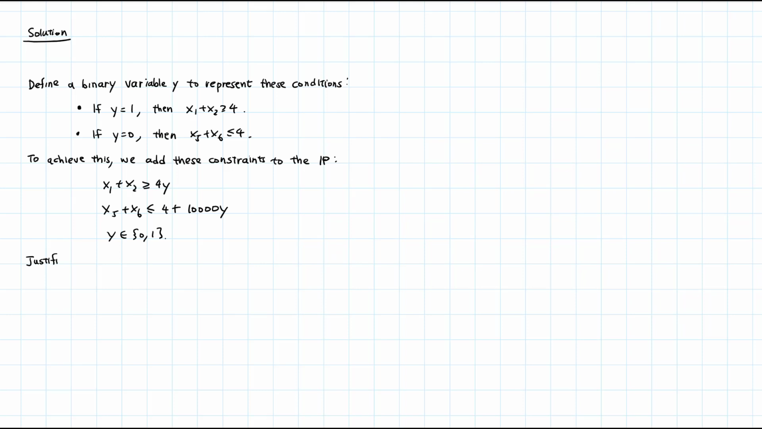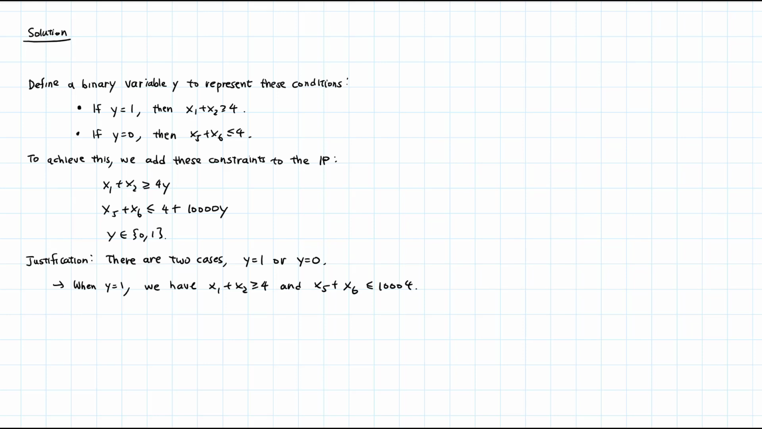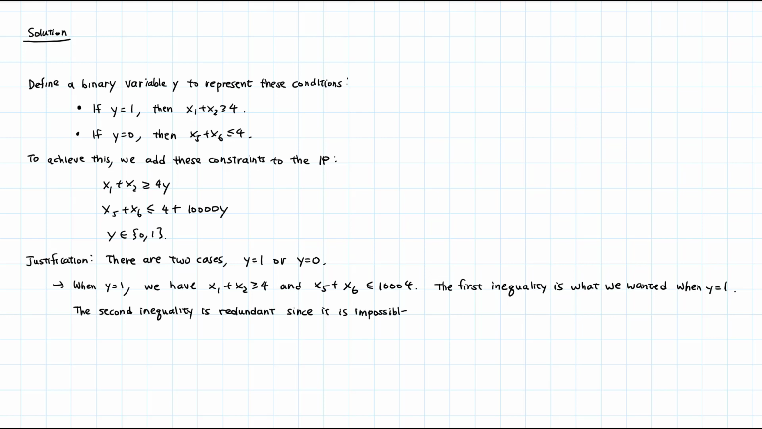We now justify our constraints. We see that there are two cases, either y is equal to 1 or y is equal to 0. When y is equal to 1, we have the constraints x1 plus x2 is at least 4, and x5 plus x6 is at most 10,004. The first inequality is what we wanted when y is equal to 1. The second inequality is redundant since it is impossible to ship more than 10,004 crates in this problem.